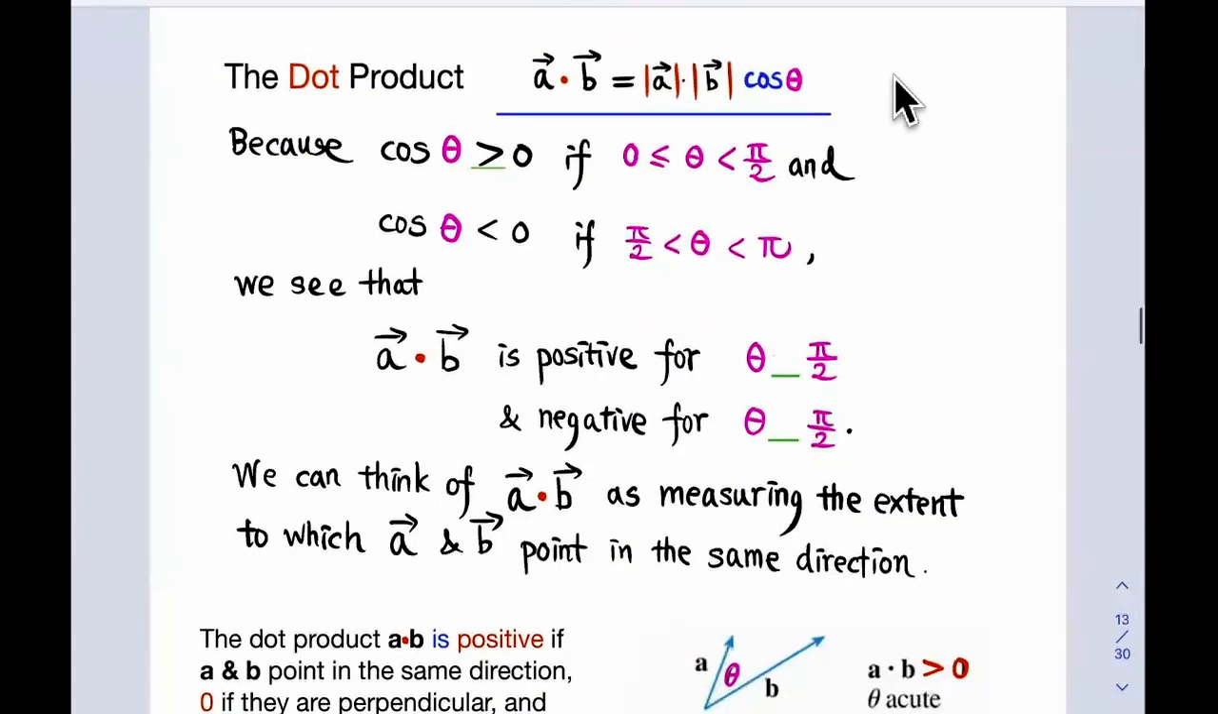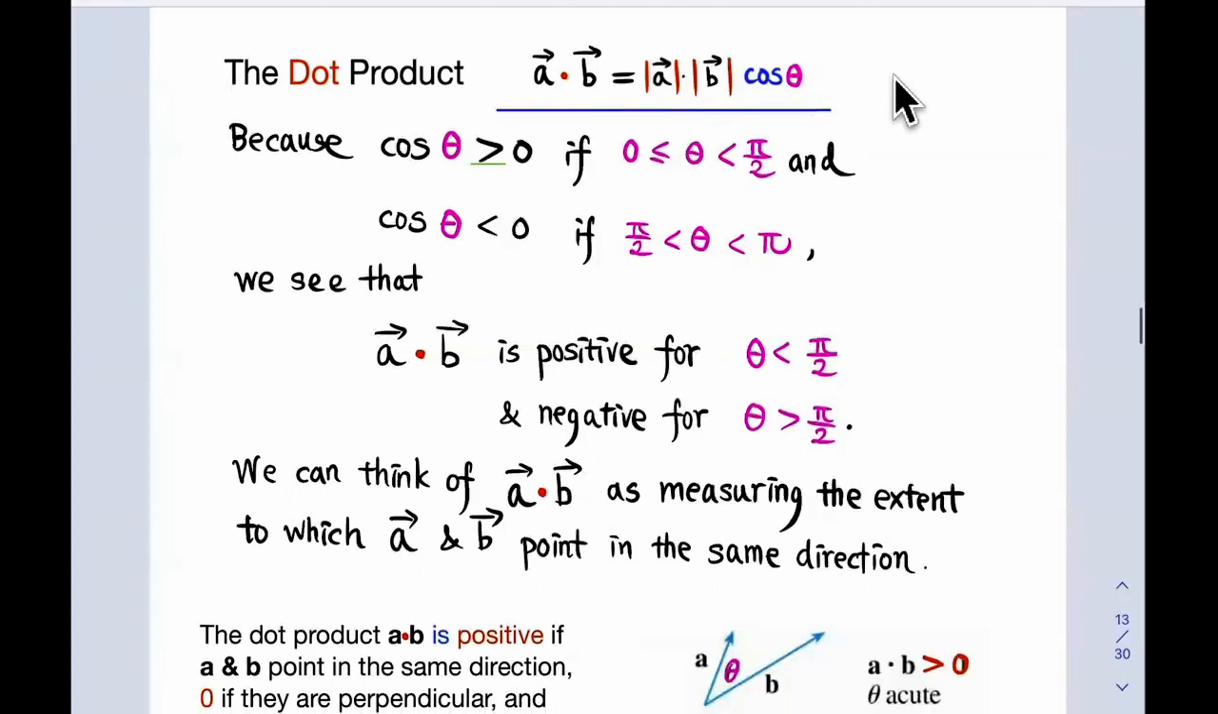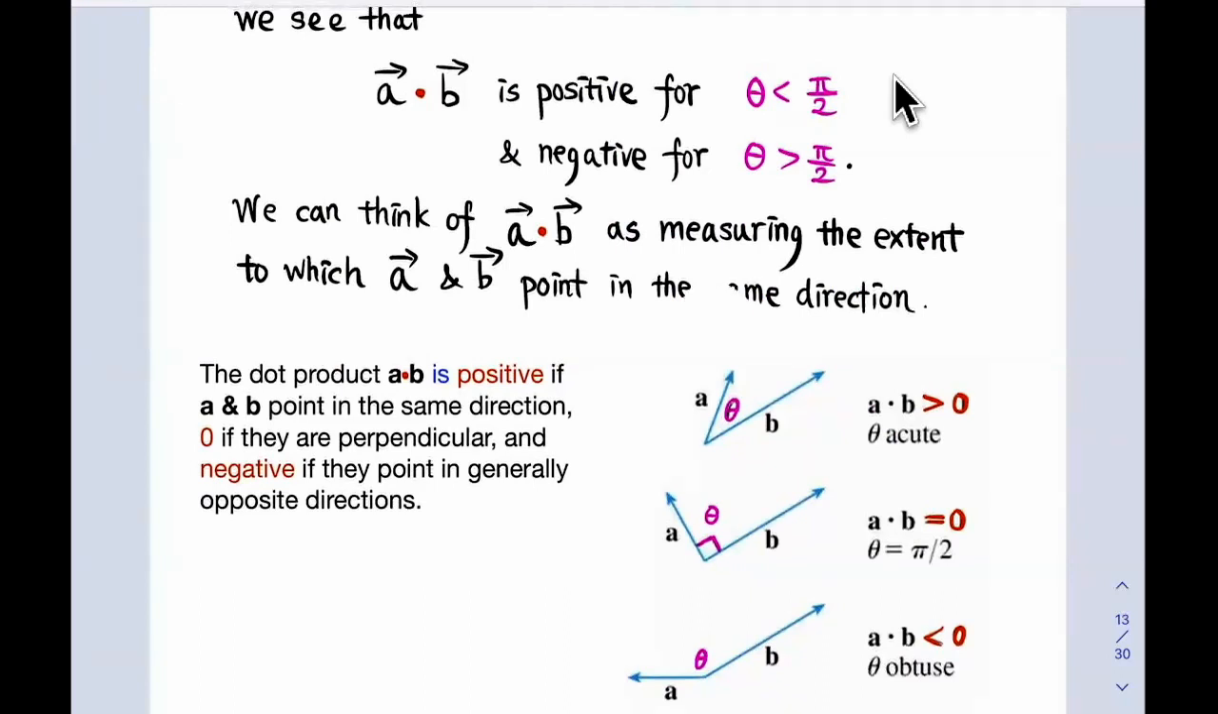So we know that when theta is less than pi over 2, cosine is positive, and when it's greater than pi over 2, cosine is negative. So we can say that the dot product is positive when theta is less than pi over 2, and it is negative when theta is greater than pi over 2. And when theta is pi over 2, it is equal to 0. Here is a figure that can help you to see it.